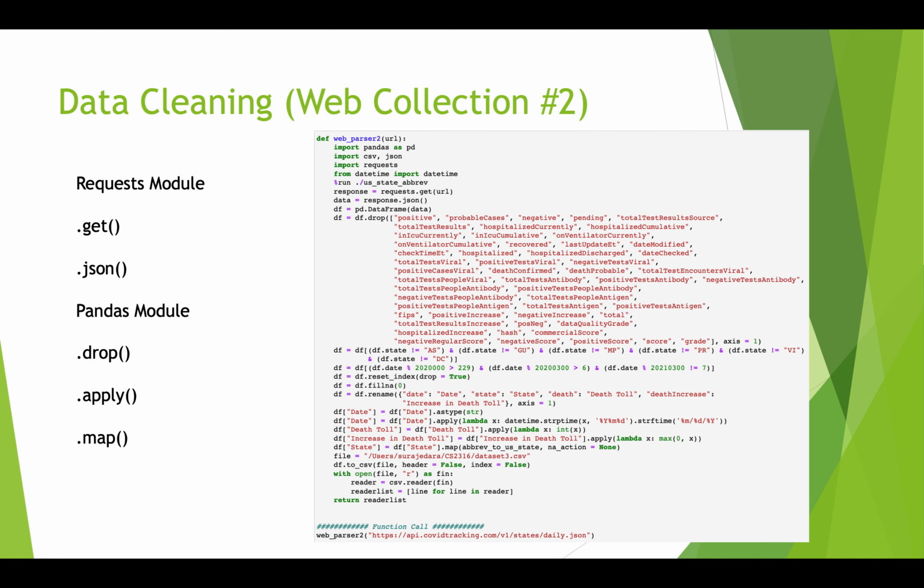In order to clean my second web-collected dataset, I use the request module, .get, and .json functions to convert the JSON data into a Python dictionary, and then use the pandas module and pandas functions to convert the data to a data frame and clean the data.